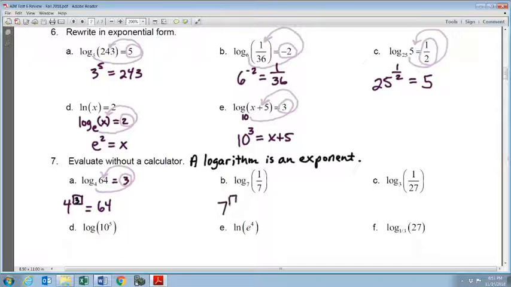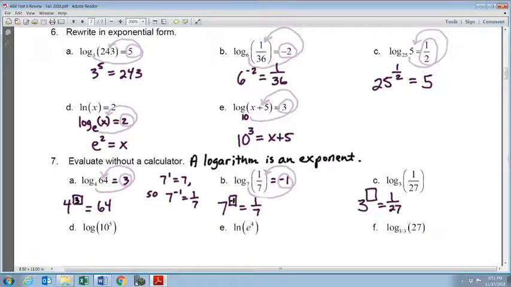Let's move on to B. So I'm thinking 7 to the what power gives me 1/7? Well, you got to remember something about exponents here. We know 7 to the 1st power is 7, so that means 7 to the negative 1 power is 1 over 7. Again, negative exponents lead to reciprocals. So if we know 7 to the 1st power is 7, we know 7 to the negative 1 power is 1/7. And so the answer here is negative 1. And when you check it, 7 to the negative 1 power does equal 1/7.